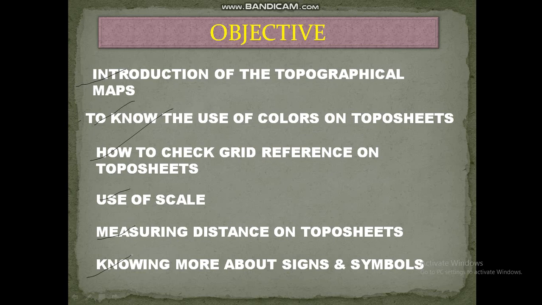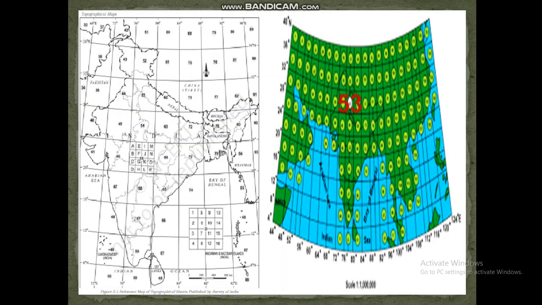So let's start. Here you can find two pictures. In this first picture you can find the whole of India is divided into a number of sheets, and further divided into small parts. This topographical survey was started during the British period. During the British period it had its headquarters in Bengal, in Kolkata. Then further it was shifted to New Delhi.